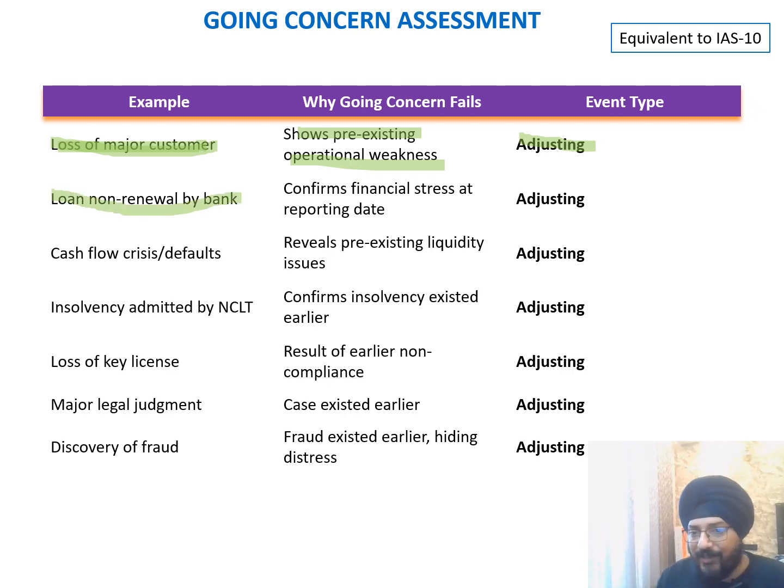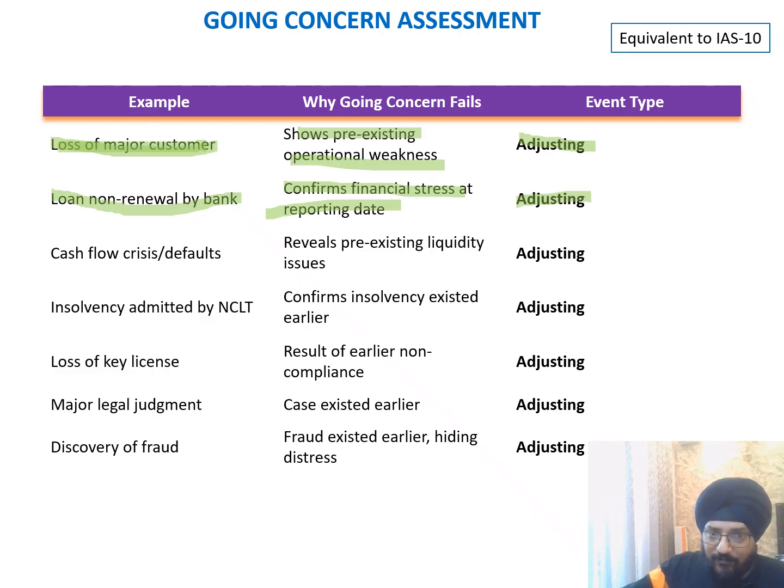For example, if an organization is operating with an 80% facility available from the bank, and it has not been renewed by the bank, it means there are operational challenges and operations cannot be managed. This is a significant event which triggers financial stress at the reporting date, and hence we have to make the reassessment for the going concern assessment, and all these are adjusting events.